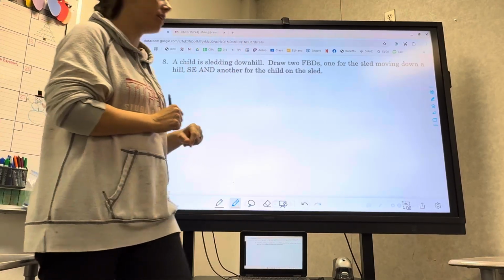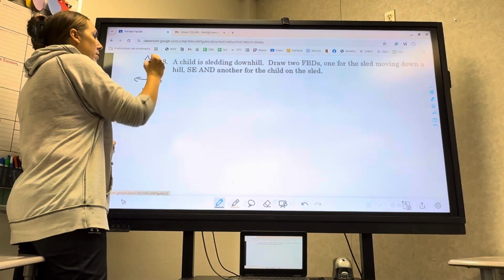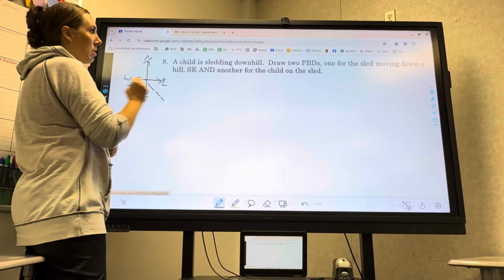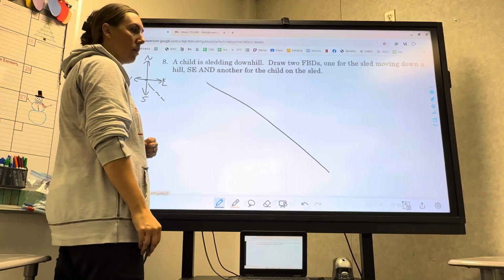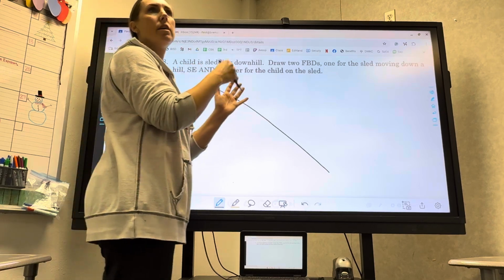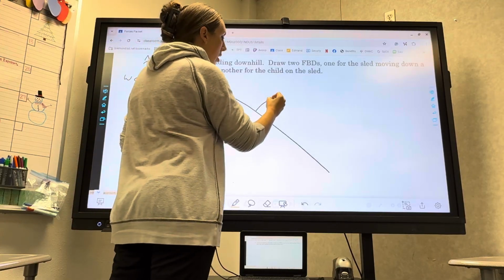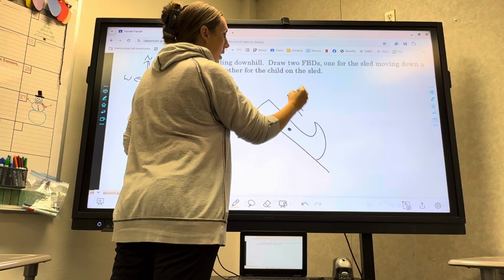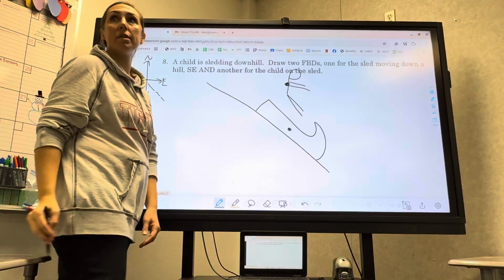Okay, first of all, southeast. So remember, never eat soggy waffles. Okay, southeast. So this is the hill. Now, you don't have to draw the kid and the sled directly together because I need to see which is which. Okay, so I'm drawing my sled right here. And then I am putting my kid right here. And I will do the free body diagram. They will not be the same.